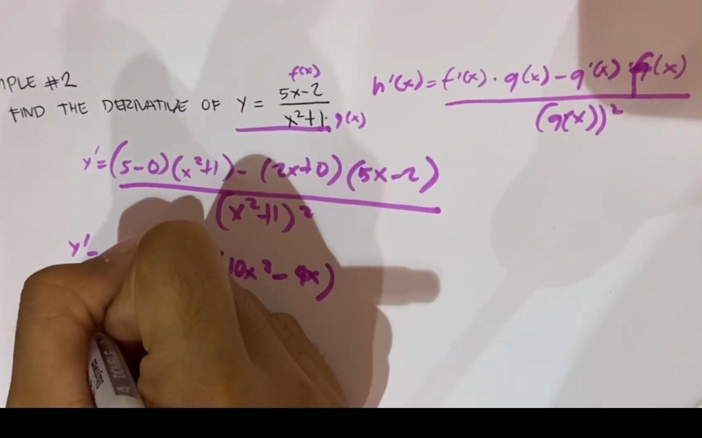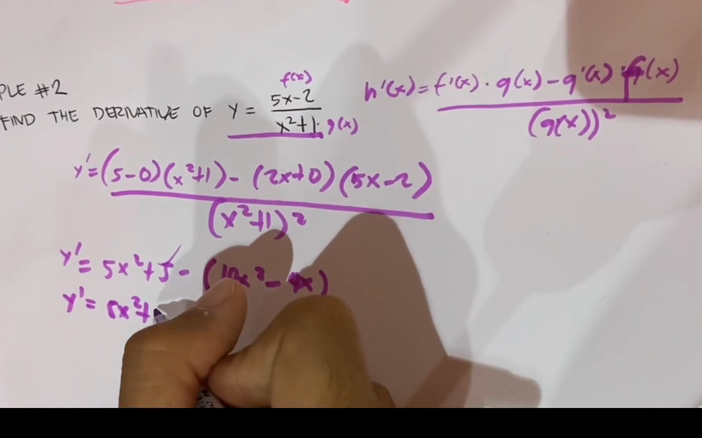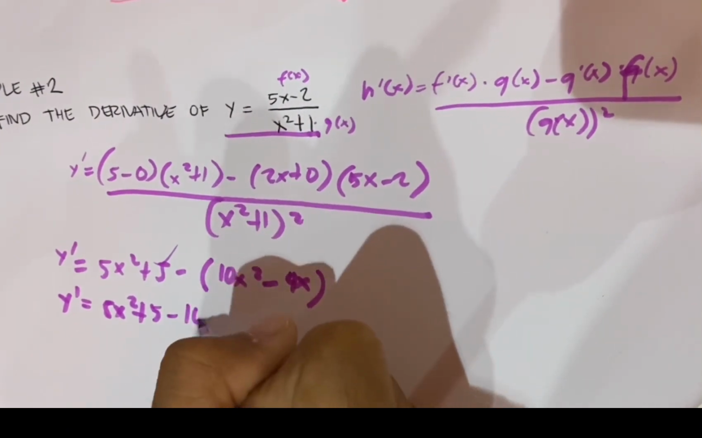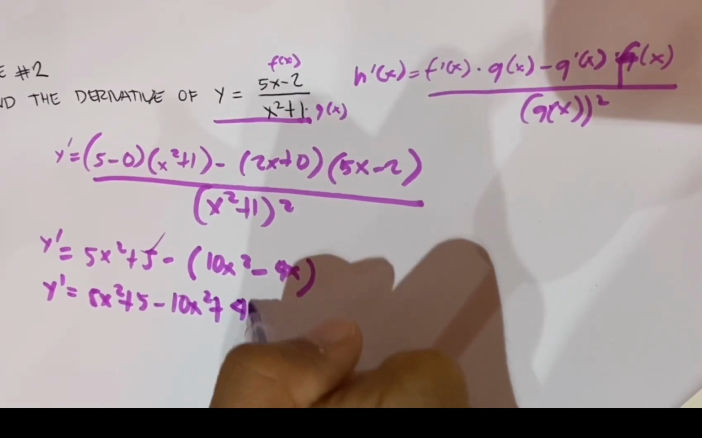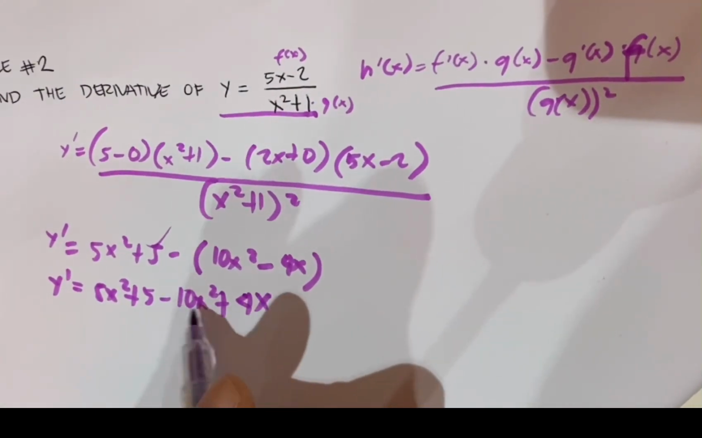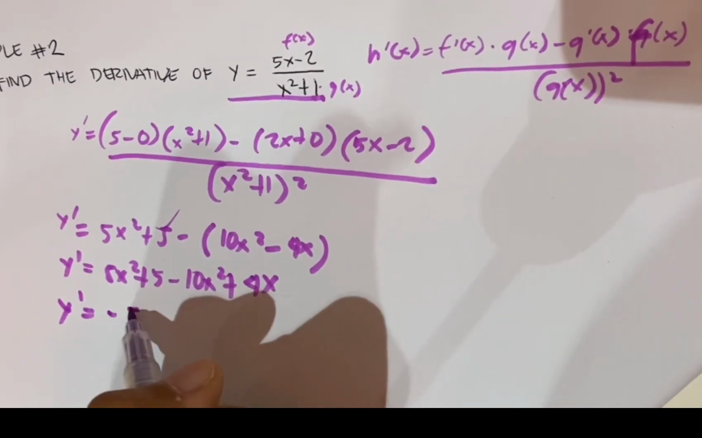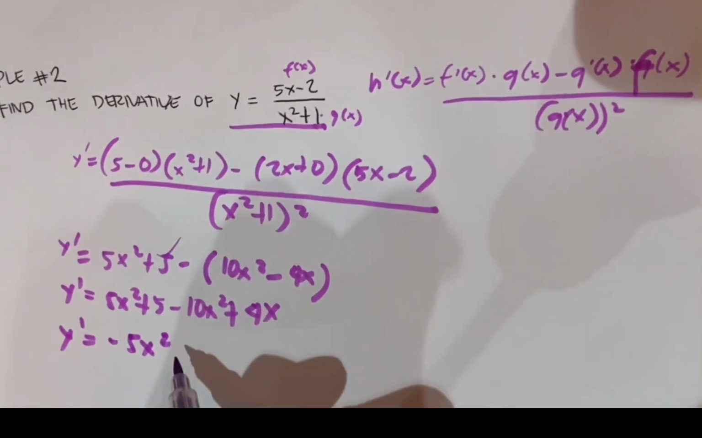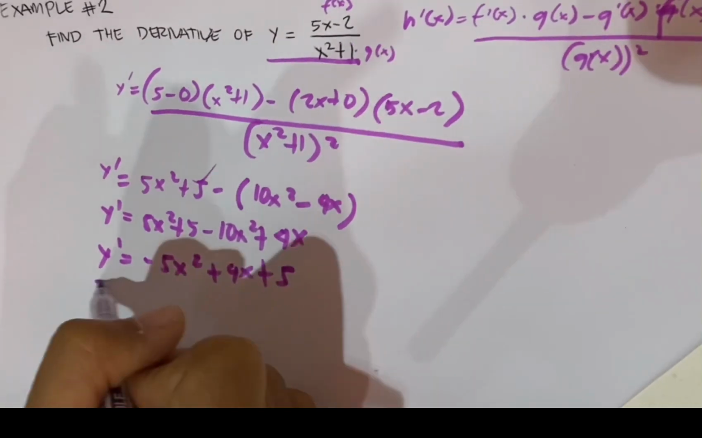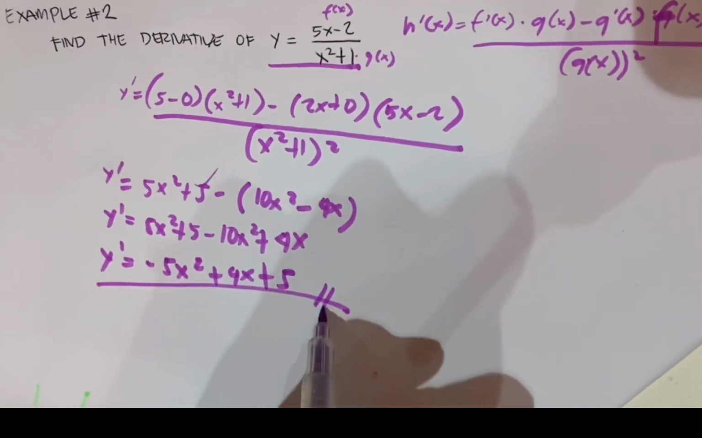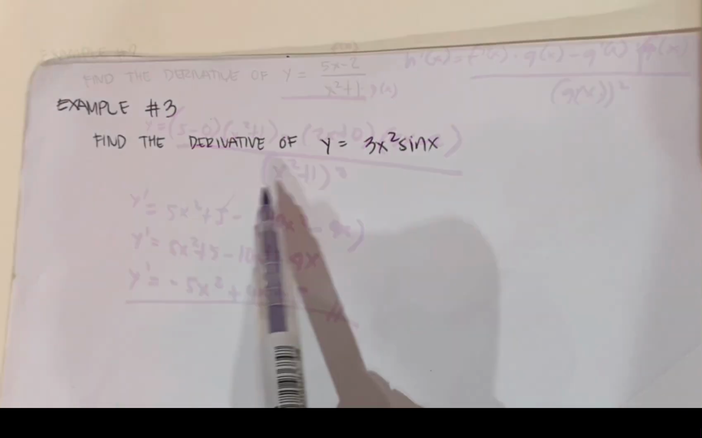All over, so next will be 5x squared plus 5 minus, distribute the negative sign, so minus 10x squared, and then negative times negative will be positive, so plus 4x. So combine terms, so 5x squared minus 10x squared will be negative 5x squared, so negative 5x squared plus 4x plus 5. So this will be our answer, all over x squared plus 1 squared. The denominator is still there, it just wasn't written.